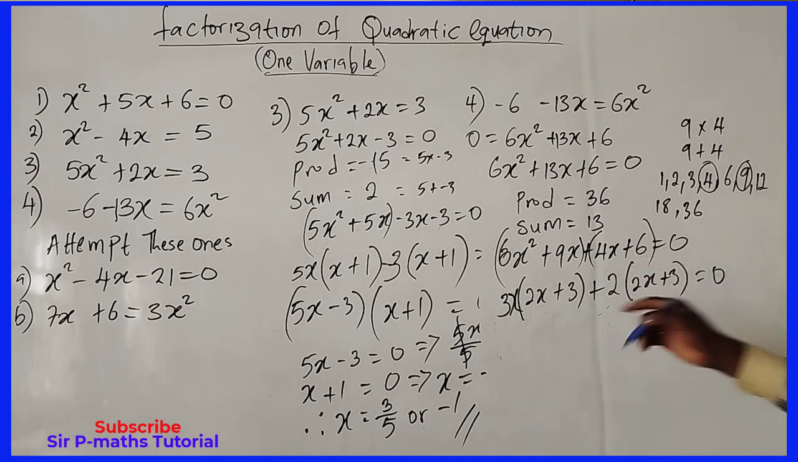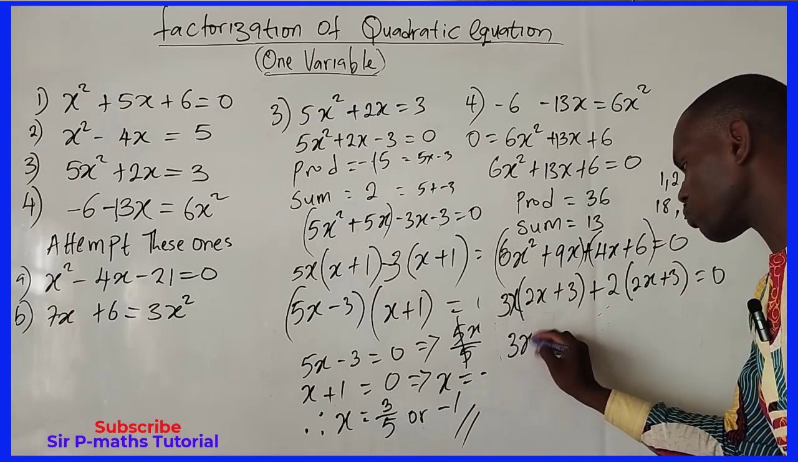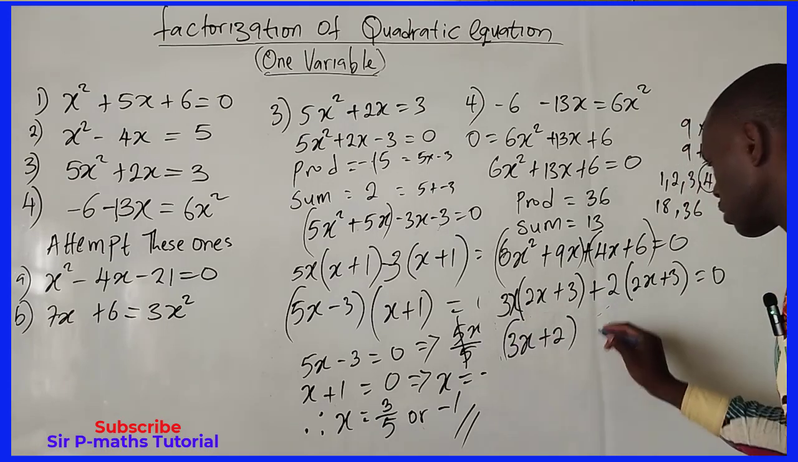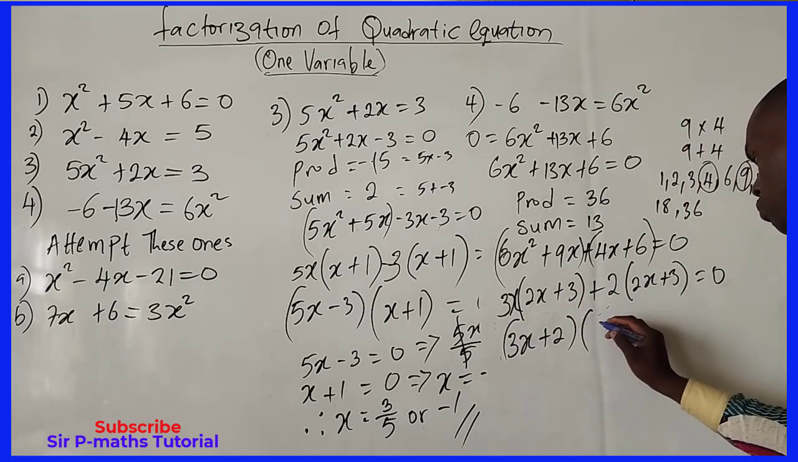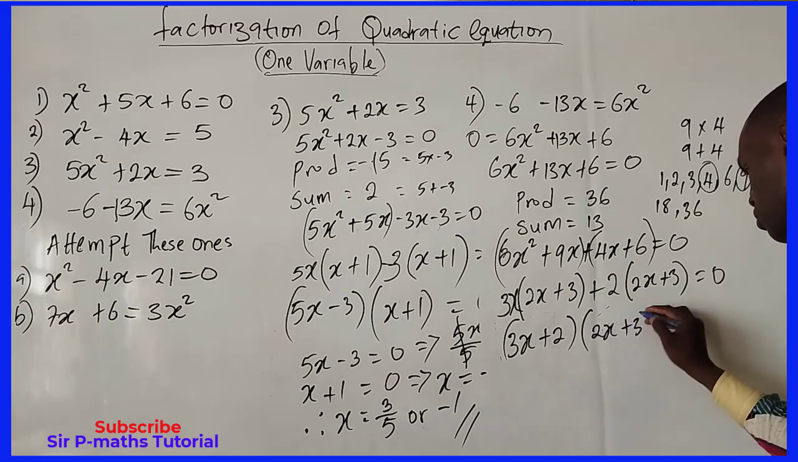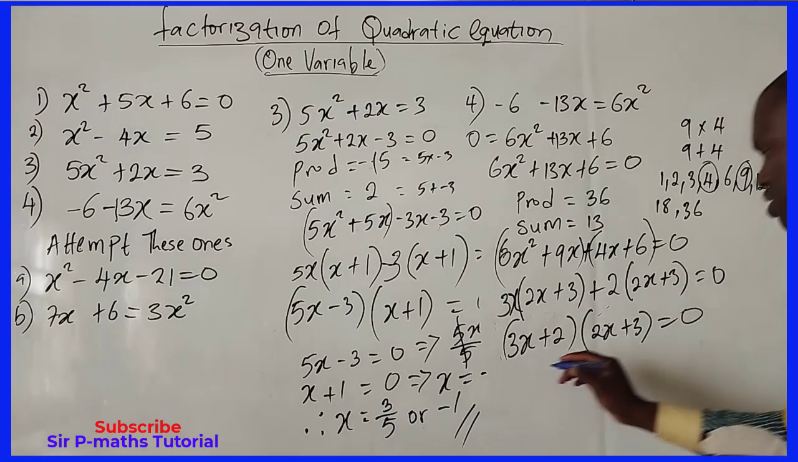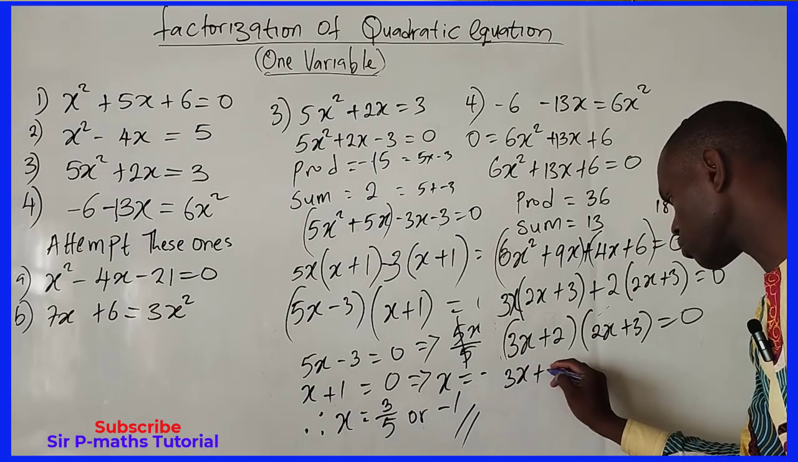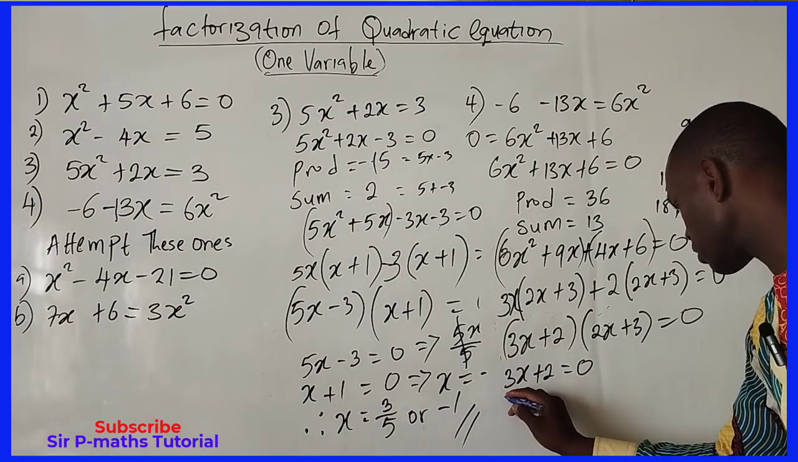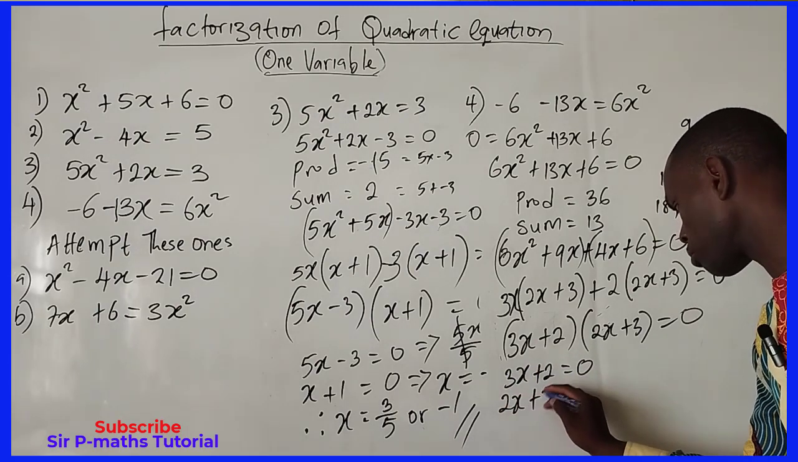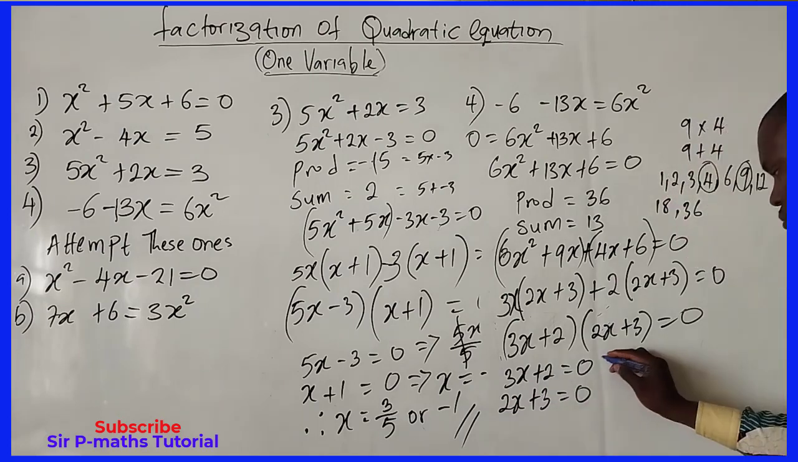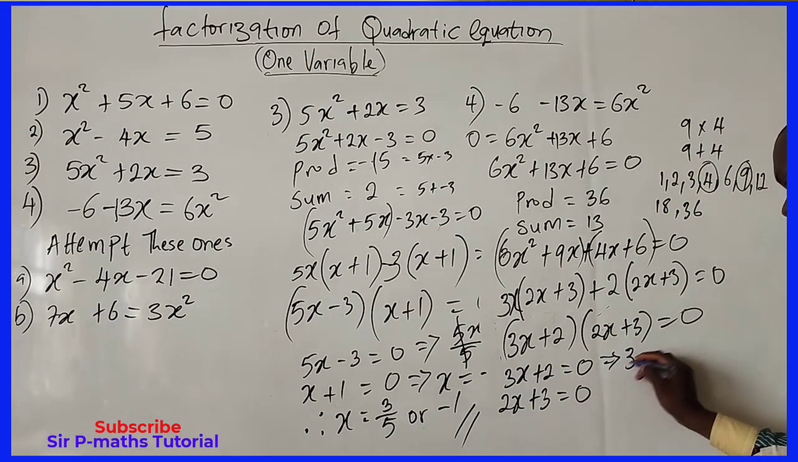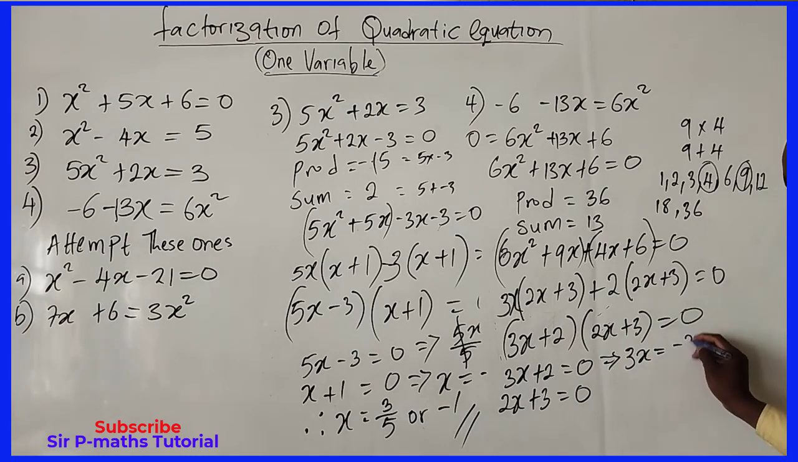Then the next thing I'll do is to pick the ones outside, put in one bracket, and then pick one of the brackets equal to 0. Then equate each to 0. Right? Then I have 2x plus 3 equal to 0. Carry 2 across. 3x is equal to negative 2. If it crosses, it becomes negative.